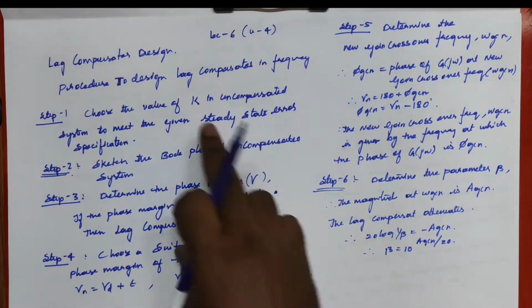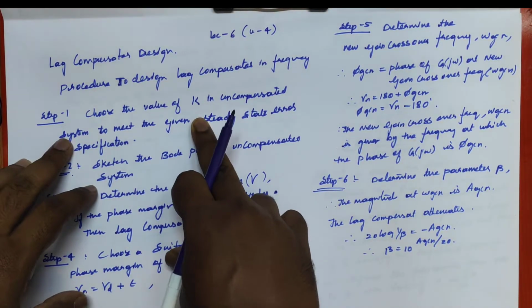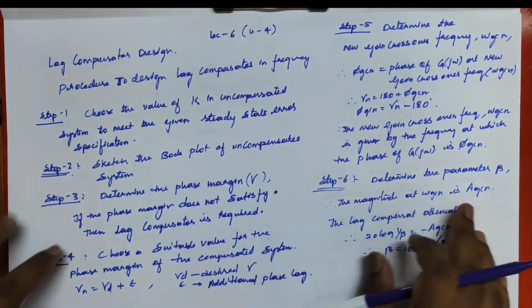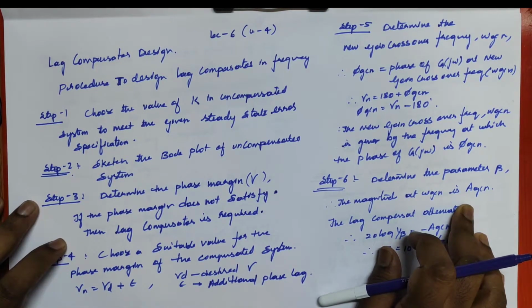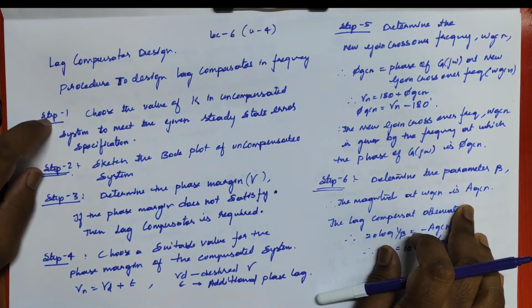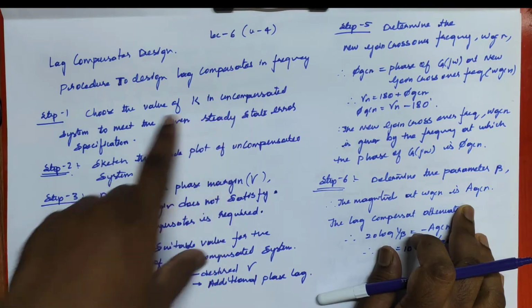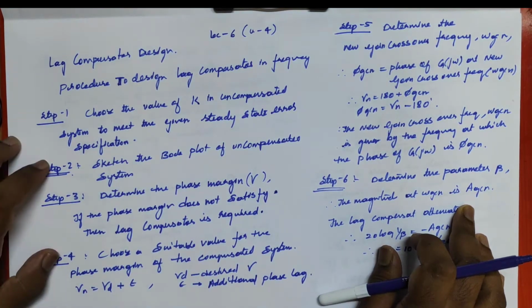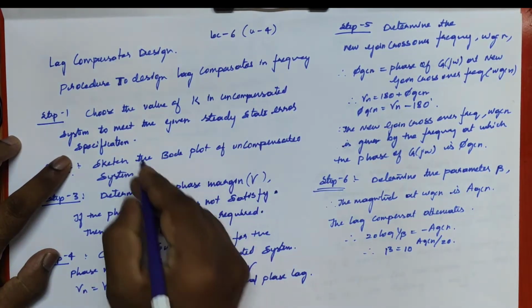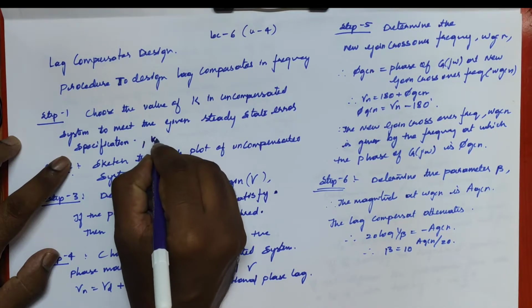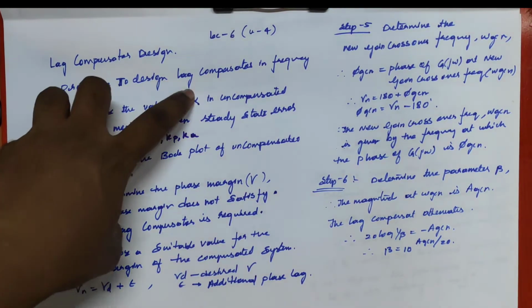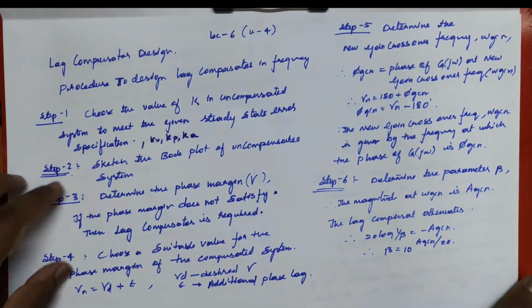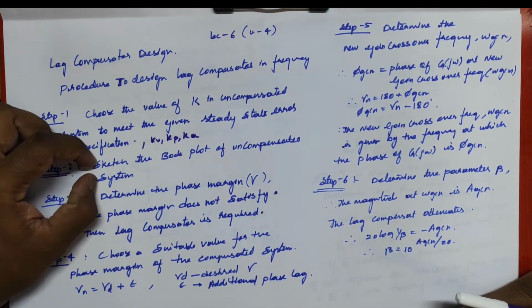So in this process, we have already said that the regions of the Bode plot, in that region 1 gives the steady state error significance. First, in step 1, we choose a suitable value of K for the uncompensated system. By the given steady state specification, whether it may be Kv, Kp or Ka, based on that we'll find the K value. After finding the K value, we'll get a transfer function. For that transfer function, you draw the Bode plot.